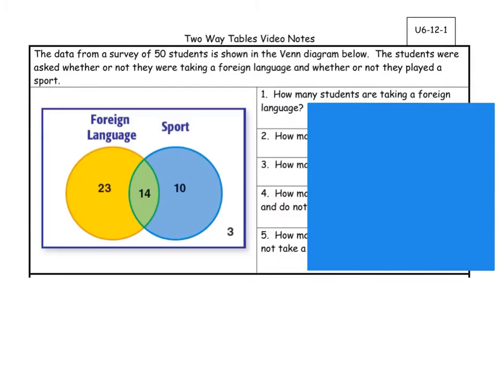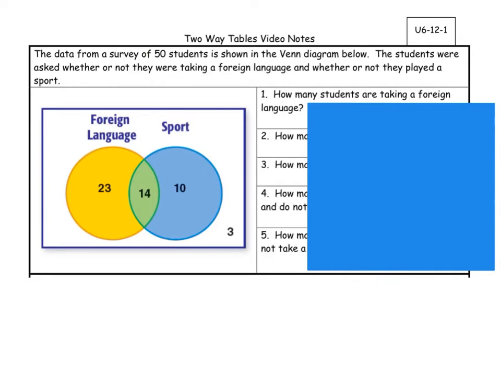Okay, we're going to take a look at this Venn diagram right here, and the data below is a survey of 50 students, and it's shown in this Venn diagram. The students were asked whether or not they were taking a foreign language and whether or not they played a sport. So foreign language is here in yellow, sport is here in blue, and then this intersection of the Venn diagram are students that take both, and then this one out here, the 3, is a student that does not take a foreign language and does not play a sport.